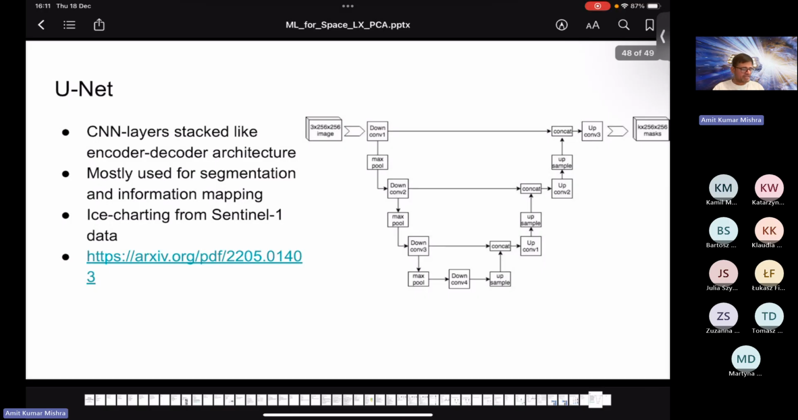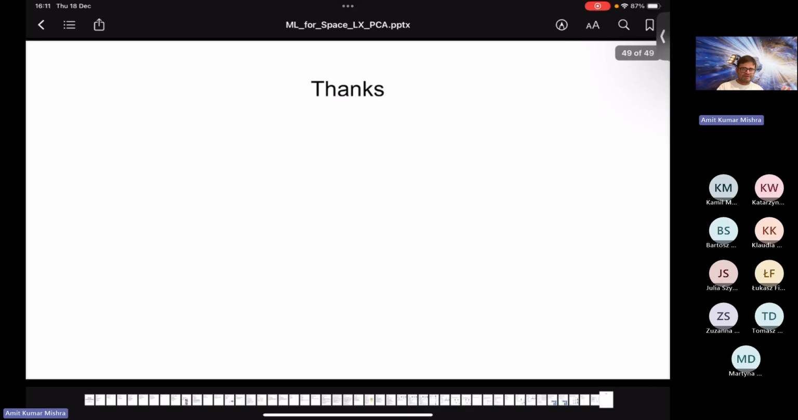You are actually compressing and finding the relationship between the different data substructures. That is quite interesting. And one of the works that I did a while back was creating an ice chart. An ice chart is basically the thickness of ice in an ocean from Sentinel-1. The input to the UNet was the Sentinel-1 radar data, and the output was an ice chart. So every pixel would have a number that says the expected percentage that part has become ice. So yeah, that's the end of this part.